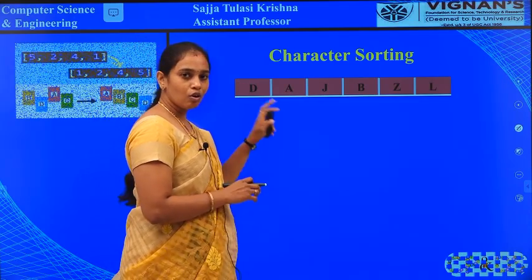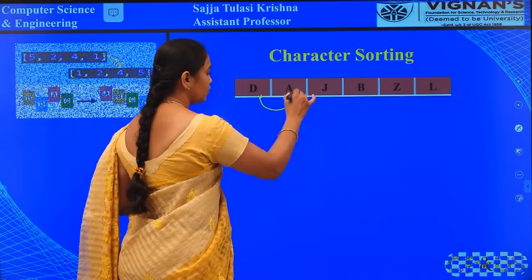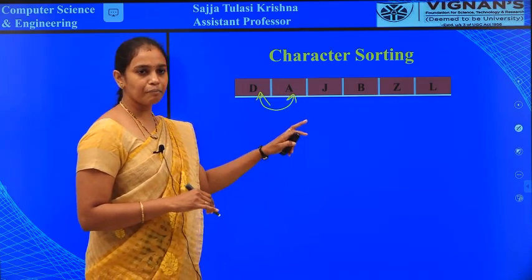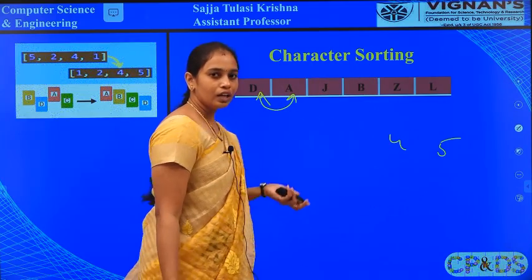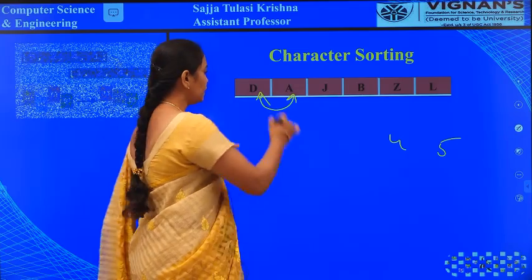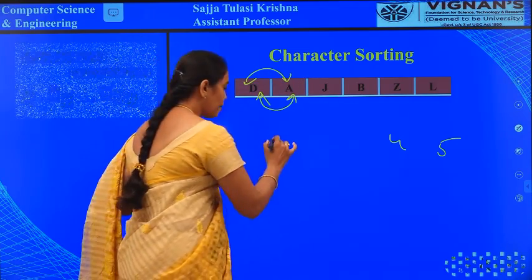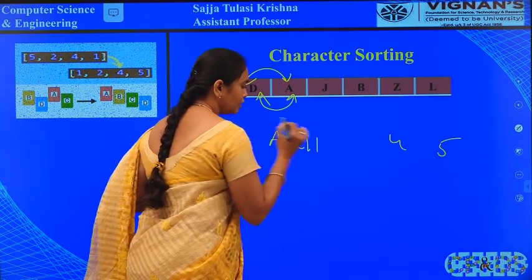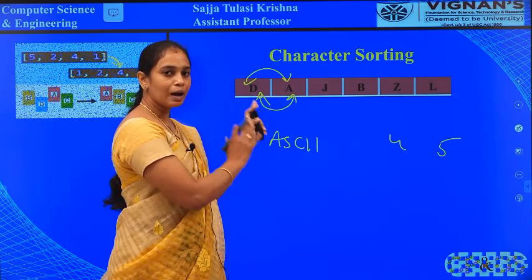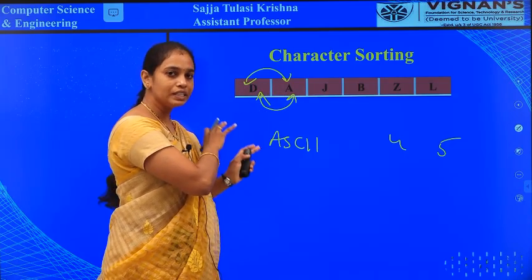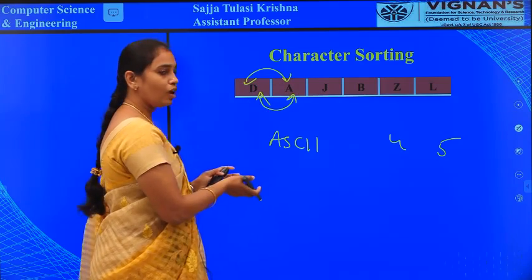But what is the logic behind character sorting? If you sort these two elements, how will you compare? In the case of numerics, we compare whether 4 is greater than 5 or 4 is less than 5. But in the case of characters, how do you compare? With ASCII values. The ASCII values of these two are compared logically, inside the system, and then moved from one place to another place.